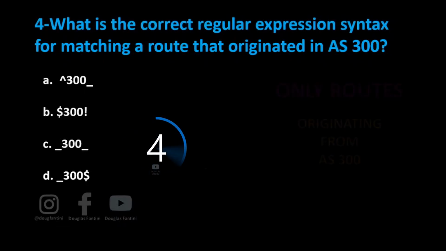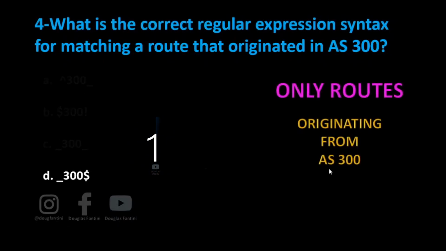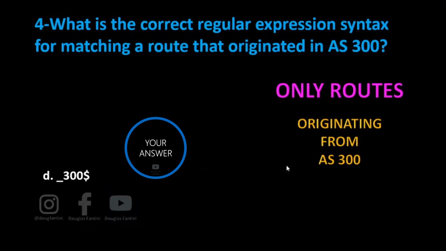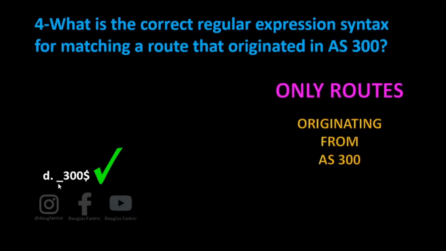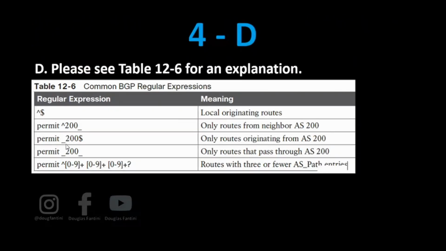For this, we have only originated from AS 300 with these symbols here. In the beginning, the underscore, and at the end, this dollar sign, okay? And for us to understand this question better, let's go to this table. That is Table 12-6 from Chapter 12, okay, for this explanation. Take a look at this. Exactly what we saw in the question, that is this underscore in the beginning and dollar sign at the end, is this example.